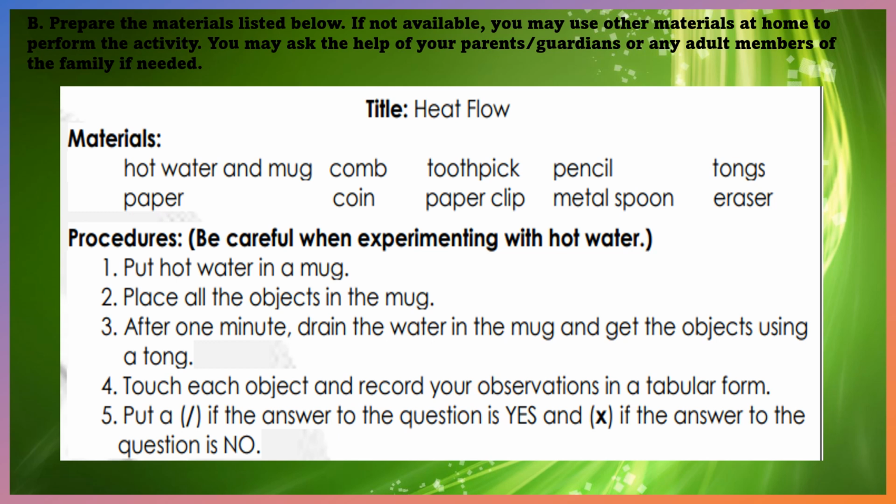And procedures. So for safety, be careful when experimenting with hot water. And here are the procedures. First, put hot water in a mug. 2. Place all the objects in the mug. 3. After 1 minute, drain the water in the mug and get the objects using tongs. Number 4, touch each object and record your observations in a tabular form. And then number 5, put a check if the answer to the question is yes and X if the answer to the question is no.